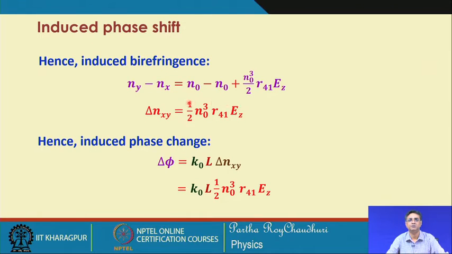So, this will be seen by this one, hence the induced phase change will be k 0 L into delta n x y, but delta n x y has this value. So, we just plug in this value here, which will give me the phase retardation, that is del phi, phase change as a function of this E z. So, as you change the value of E z, the phase will also change. So, it will be phase modulated by this E z, that is the applied voltage.